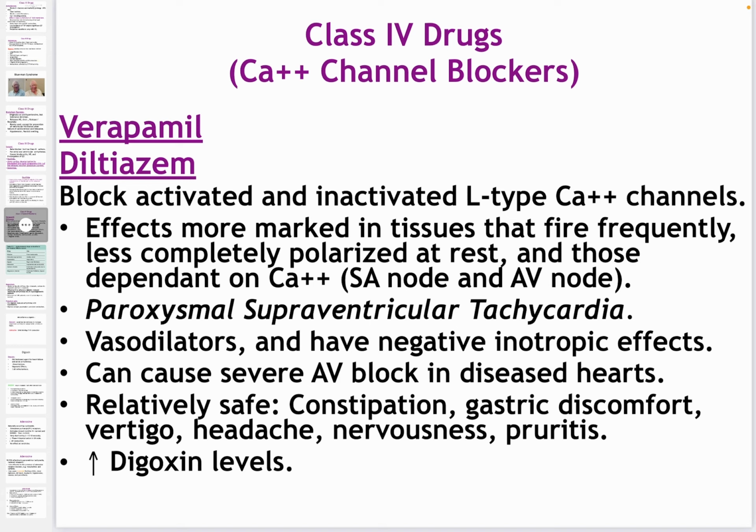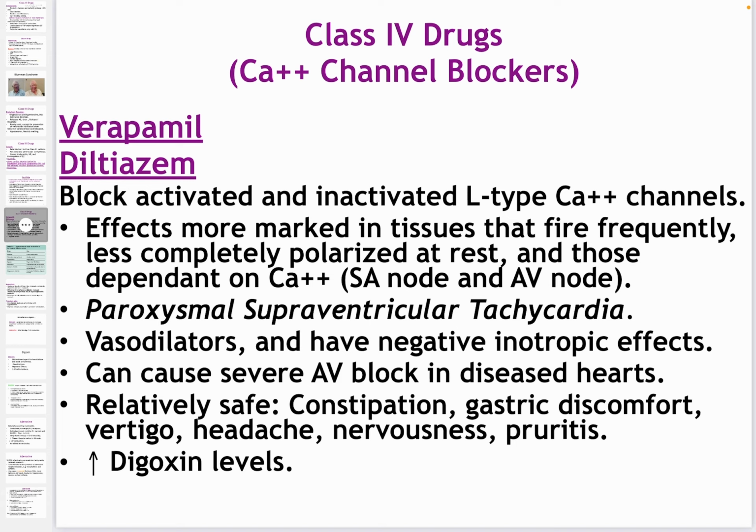Because they affect the AV nodes, they can cause severe AV block in a diseased heart. That's why we said we don't combine them with other drugs that can cause an AV block, such as propranolol or beta blockers in general, and even selective beta blockers. So they are relatively safe, and they are used in an array of conditions.